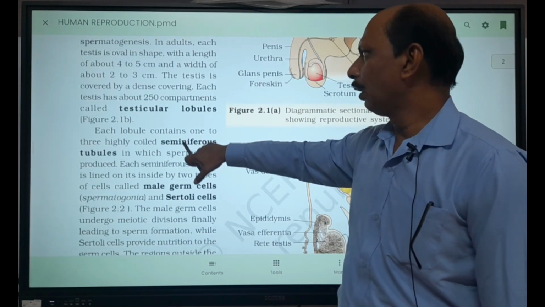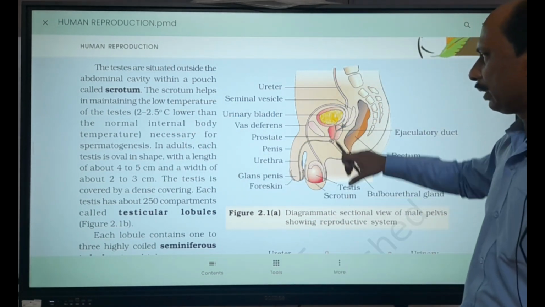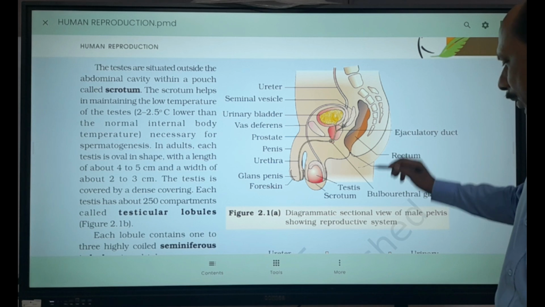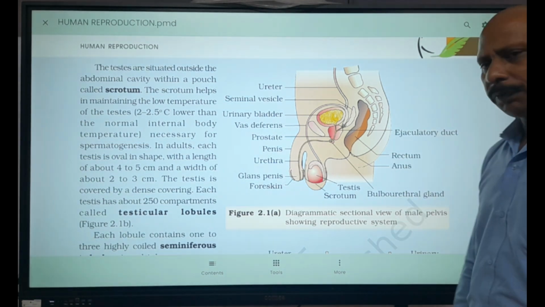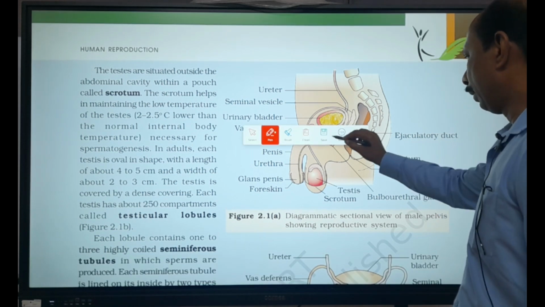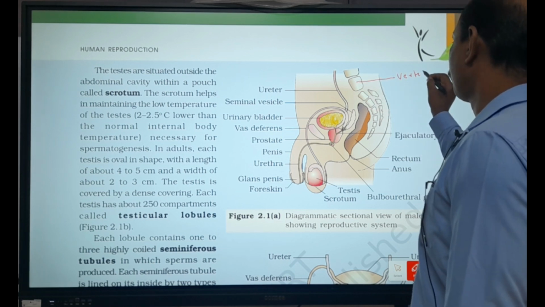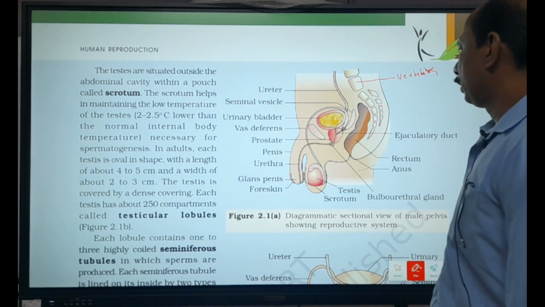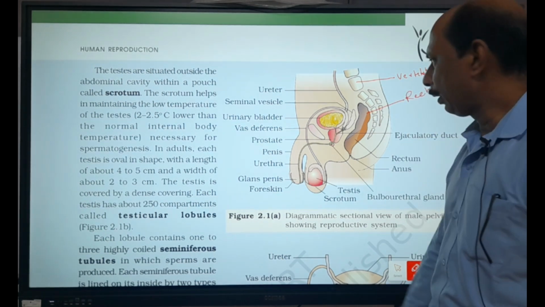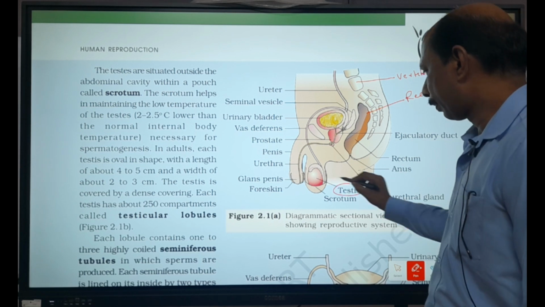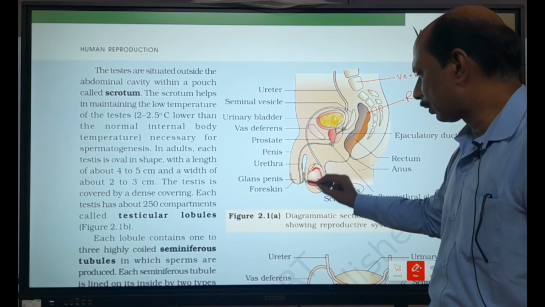First we have to read the external features of that. You can see a figure is given here. In this figure, this one is our vertebra, this one is the rectum. Look here, this is testis, that is testis. And here this highly coiled structure is our epididymis.